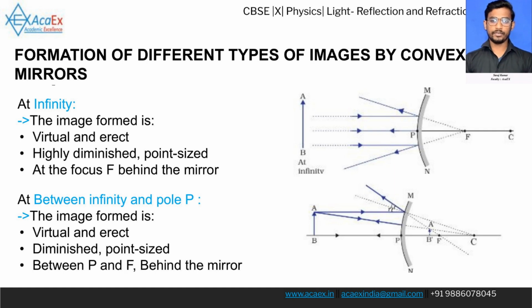Image formation by convex mirrors. Object at infinity. The image is formed at the focus F behind the mirror, is highly diminished, point-sized, and is virtual and erect. Object between infinity and pole P. The image is formed between the pole P and the focus F behind the mirror, is diminished, and is virtual and erect.